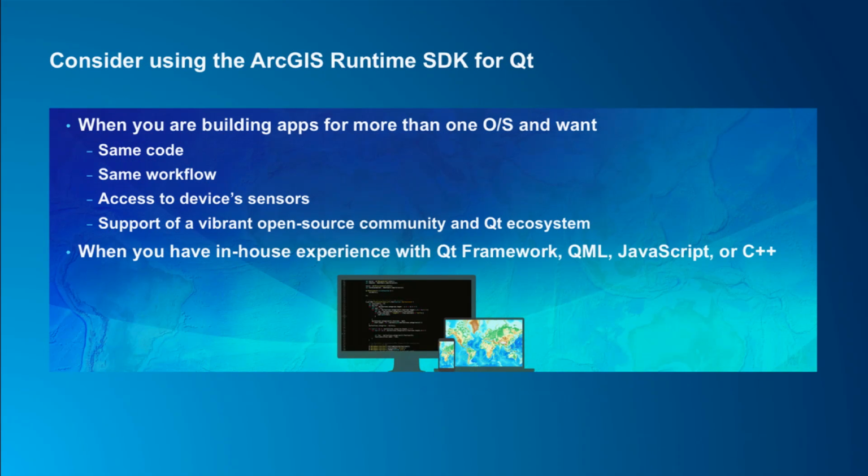So when should you consider using the Runtime SDK for Qt? If you're building applications and you want it to run on more than one operating system. If you're using, for example, the Runtime for iOS, it runs on iOS. That's what it does. If you want to use the same code and the same workflow across whatever device you happen to be using. When you want to access the device's sensors, as I mentioned earlier, getting to the camera or getting to the compass or getting to a network connection is abstract and it's the same on all those devices. So you don't need to worry about the details of how to get to a camera on an iOS device.